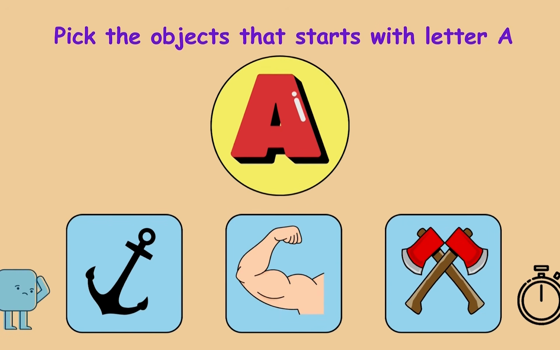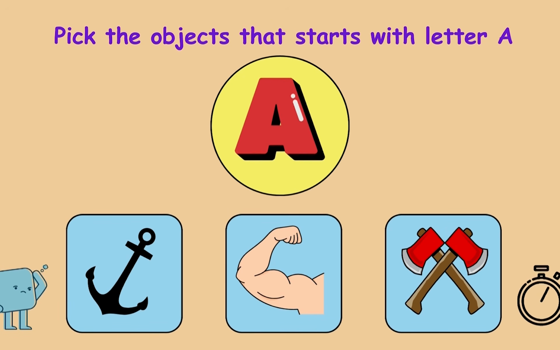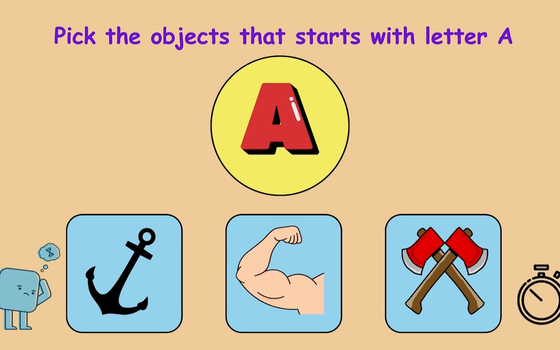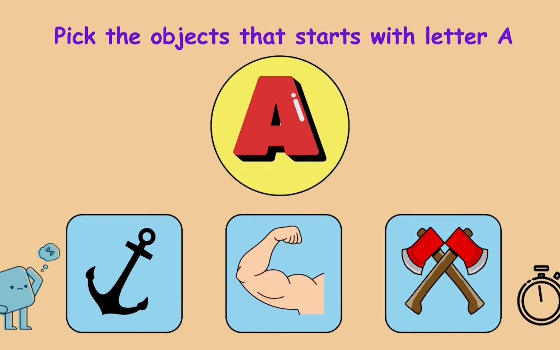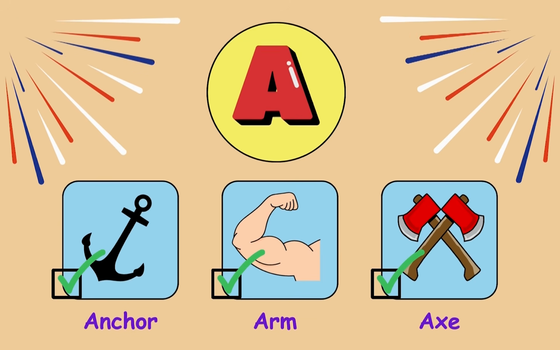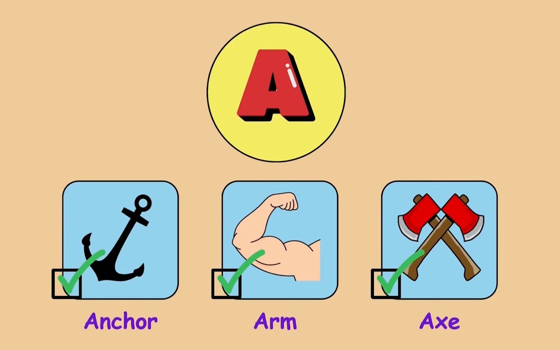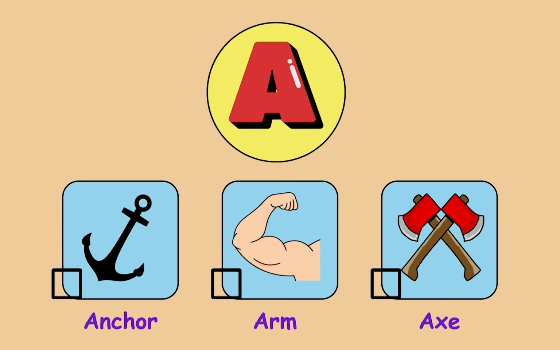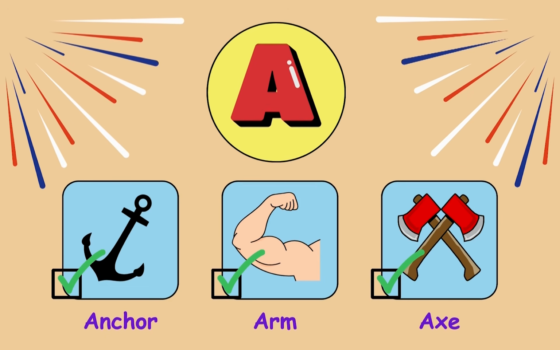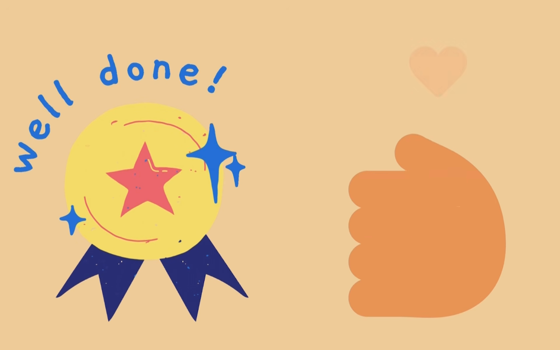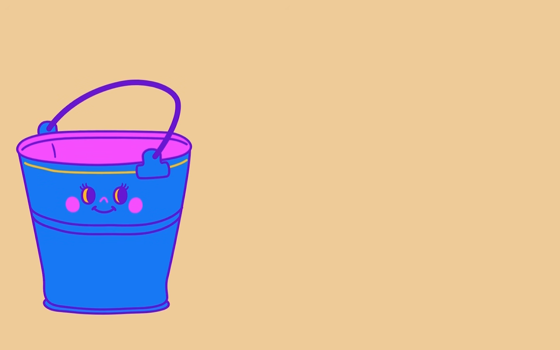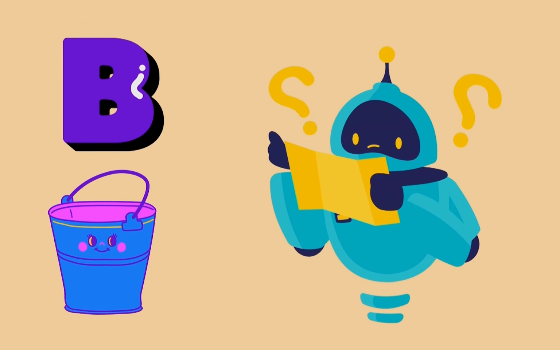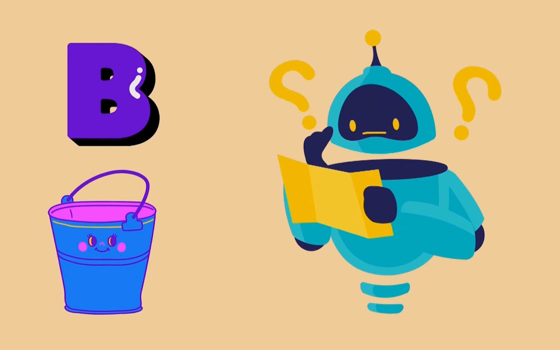Pick the objects that start with letter A. Anchor, arm, axe are the correct answers. They all start with letter A. Well done, kids! Next, what letter is that?